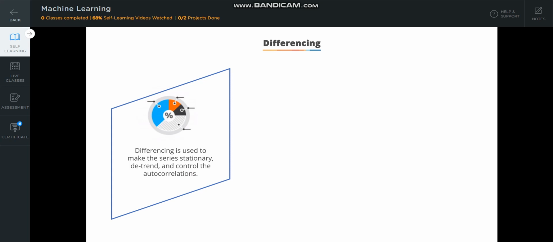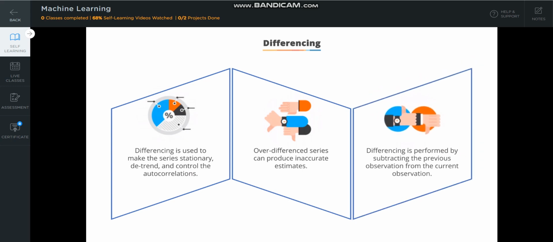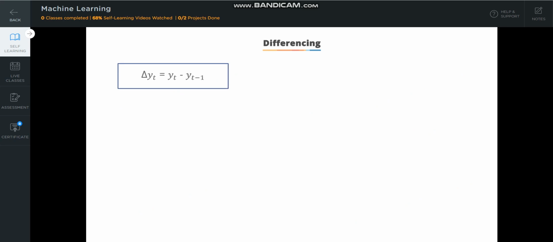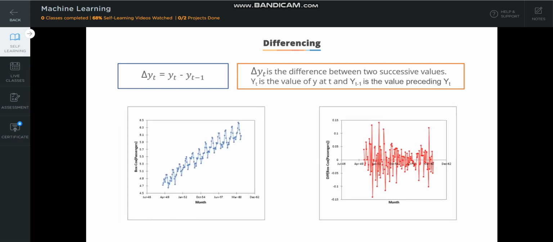However, sometimes series analyses do not require differencing, and over-differenced series can produce inaccurate estimates. It is performed by subtracting the previous observation from the current observation. The equation for differencing is delta y of t equals y of t minus y of t minus 1, where delta y of t is the difference between two successive values. y of t is the value of y at time t, and y of t minus 1 is the value preceding y of t.